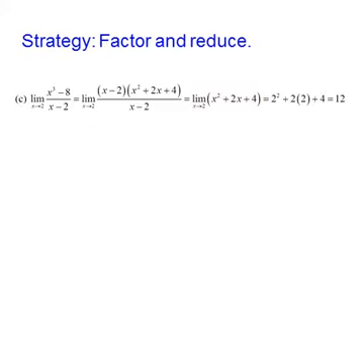The function in part C is the same as the one in part B, but this time 2 is not in the domain of the function. This time we do have to factor and reduce so that we can plug in 2 for x. And this limit is 12.